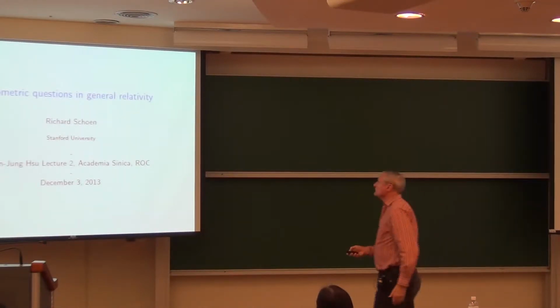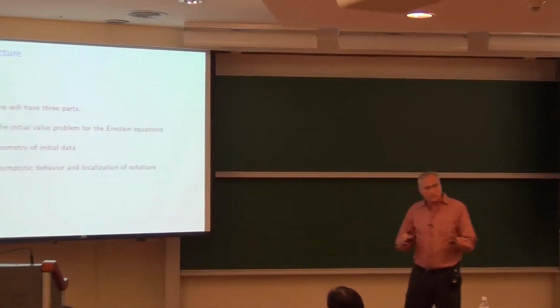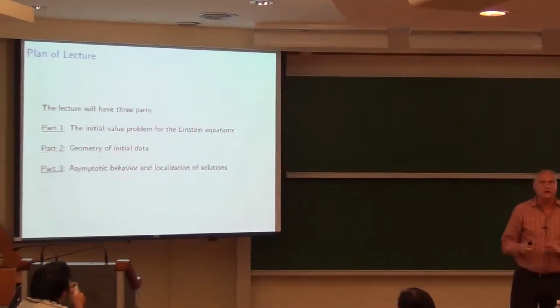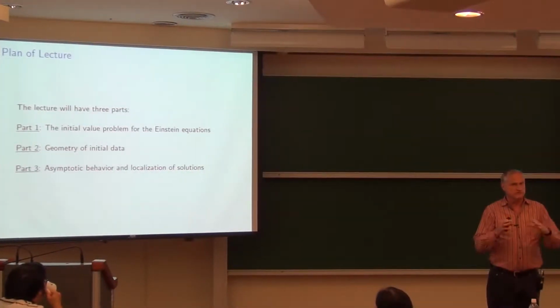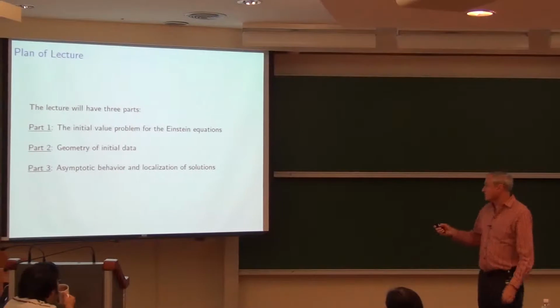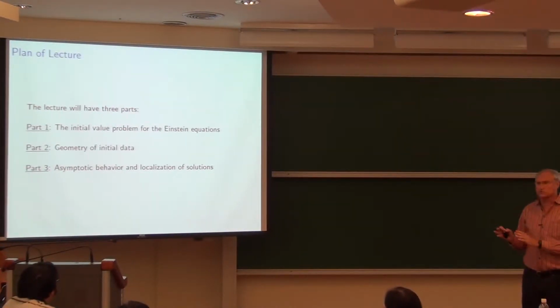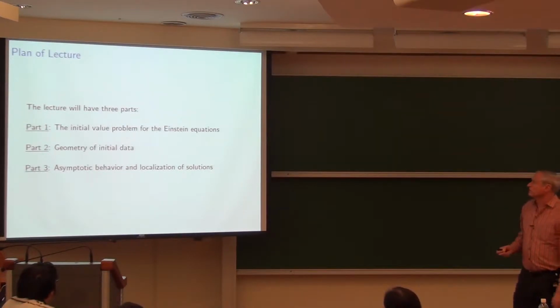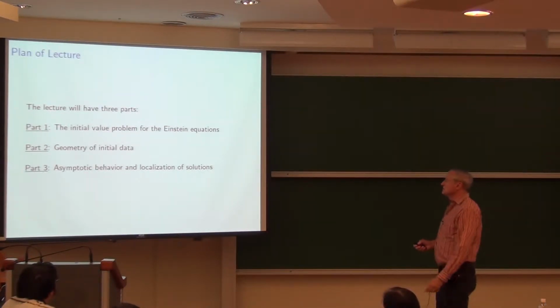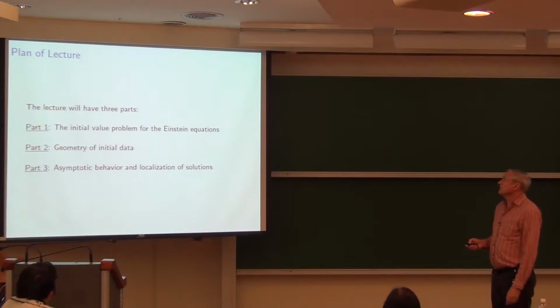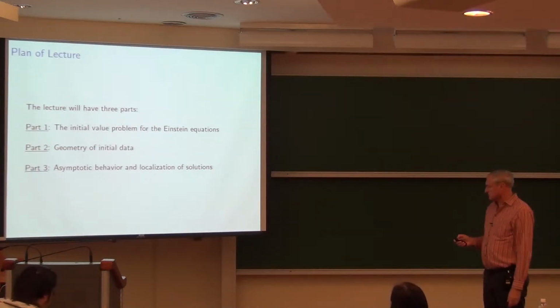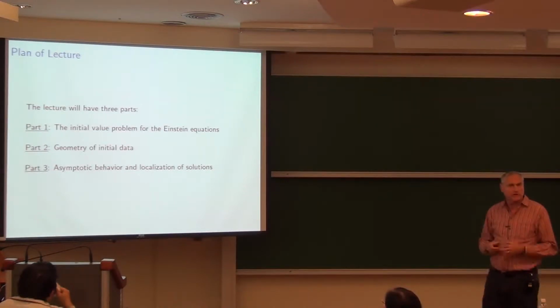What I'm going to do in the talk today, so it's actually quite independent of yesterday's talk. Some ideas involving minimal surfaces and mean curvature will come up in part 2 of the talk. In particular, there's a conjecture that will involve some ideas of that type. But what I'm going to do in the talk is I'm going to begin just by describing the Einstein equations and the initial value problem.